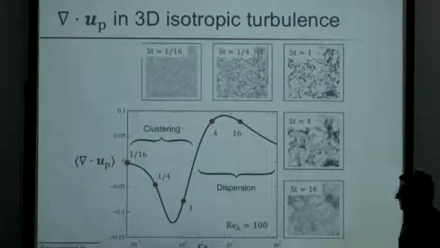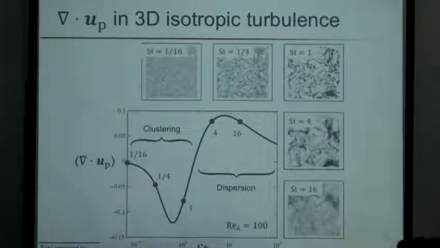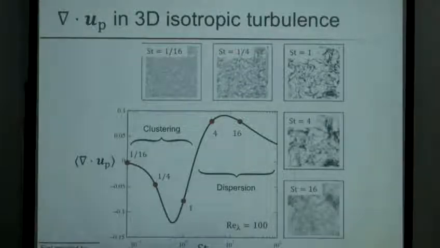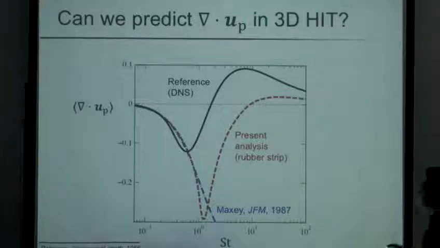So the point is that you could quantify particle clustering using only that measure, the divergence of the particle velocity field. You could also take this and use the formulation that I showed you earlier to see whether we could predict this trend. So here's the result.